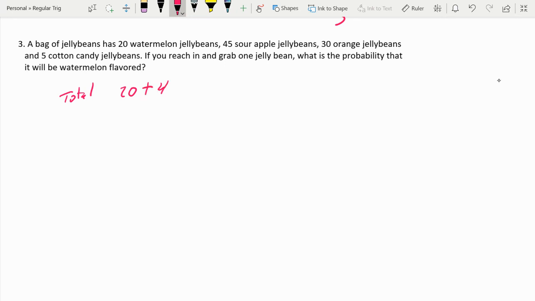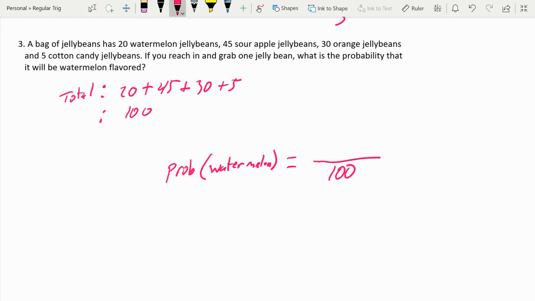So 20 plus 45 plus 30. There's 30 orange jelly beans, and then 5 cotton candy jelly beans. So our total is going to be, 20 plus 30 gives me 50, 45 plus 5 gives me 50. So there's going to be 100. And I didn't even finish reading the problem. If you reach in the bag to grab a jelly bean, what's the probability that it'll be a watermelon?